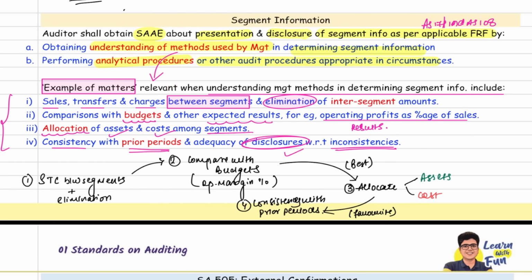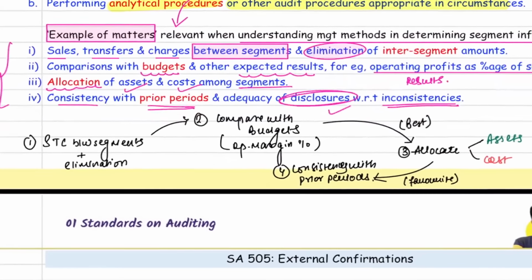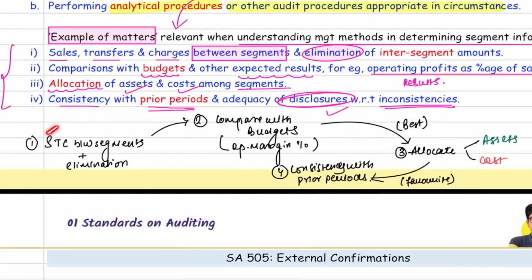So sometimes ICAI asks a direct 4-marker question on this topic: please give examples of matters when understanding management methods. So these 4 points you can easily remember in a flow. First of all, STC: sales, transfers, charges between the segments and its elimination. After the elimination, whatever is the result, compare with the budget.